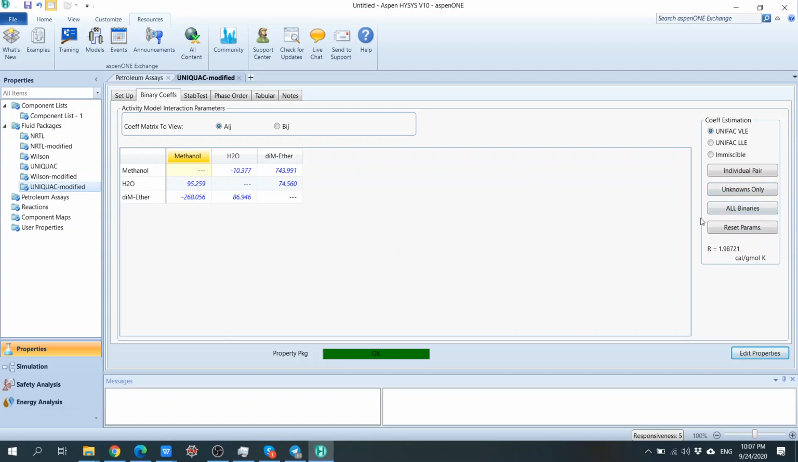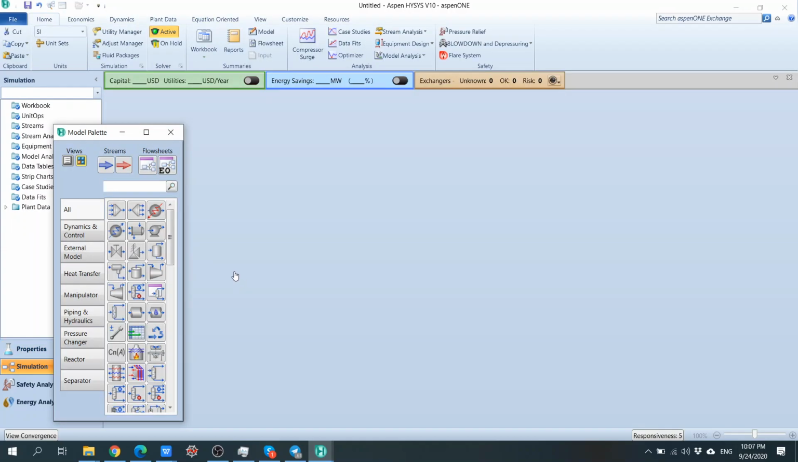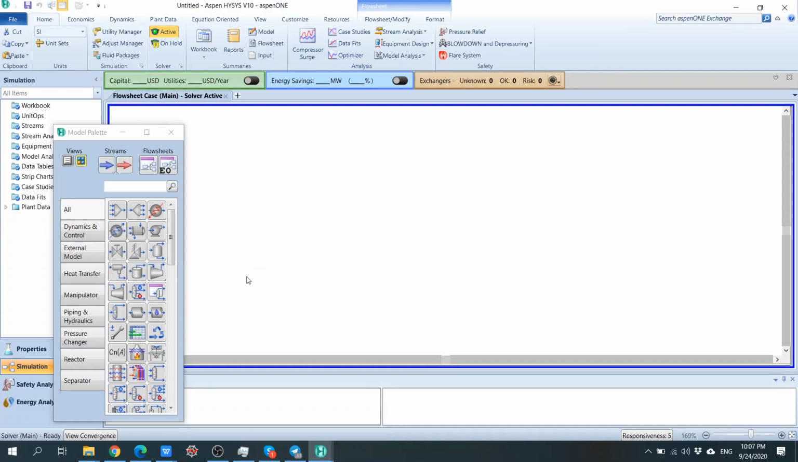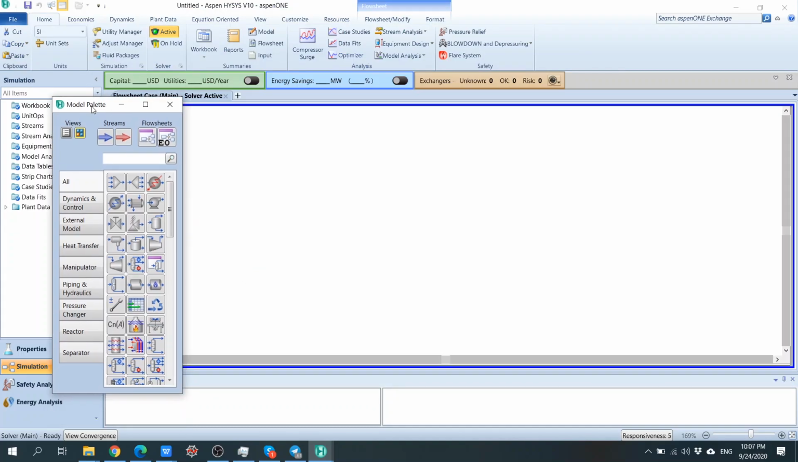Okay. Until here, any other questions? Otherwise, we go to the simulation. Okay, so we go to the simulation. Now we have six thermodynamic models that we can use.